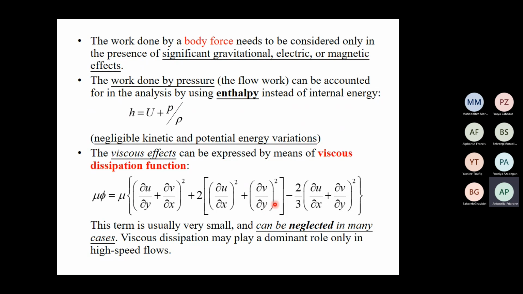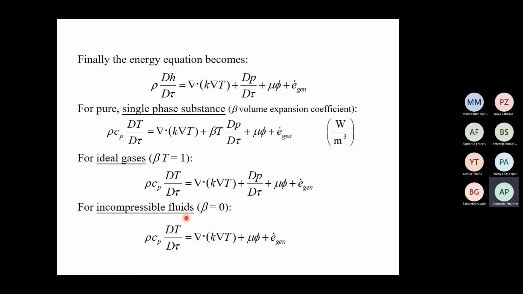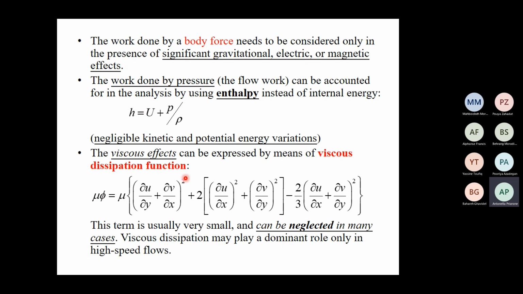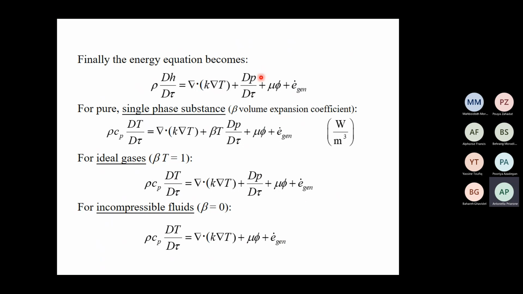Frequently, this term, the viscous dissipation function, is finally neglected in a lot of cases. It is relevant only with high-speed flow. For normal flow, it can be neglected. With this list of assumptions, the equation is simplified like this one. So this equation is nothing else than this one, obtained by introducing the enthalpy, by introducing the viscous dissipation function, and rearranging the equation in this way.